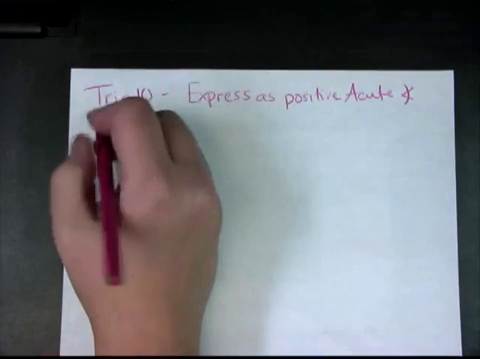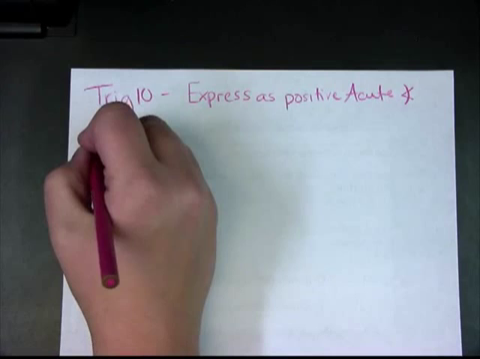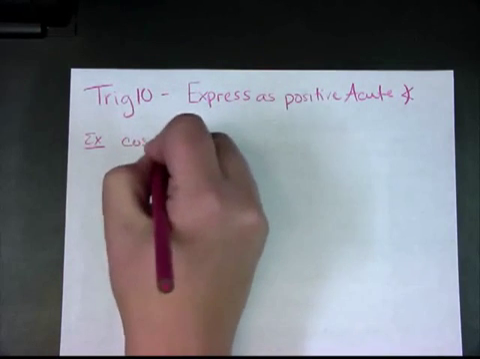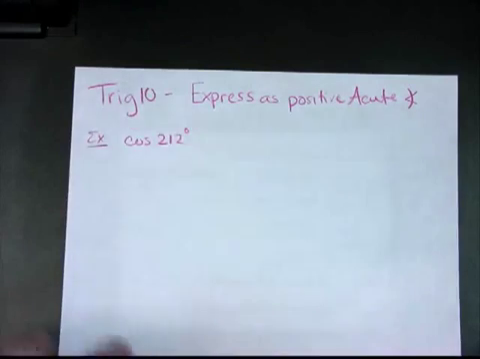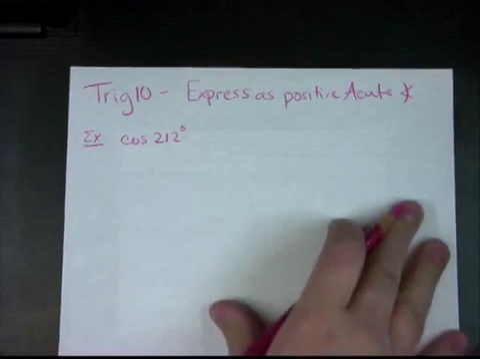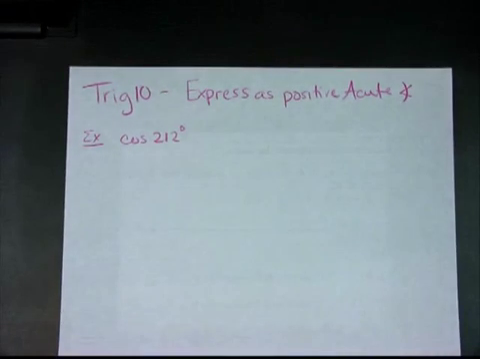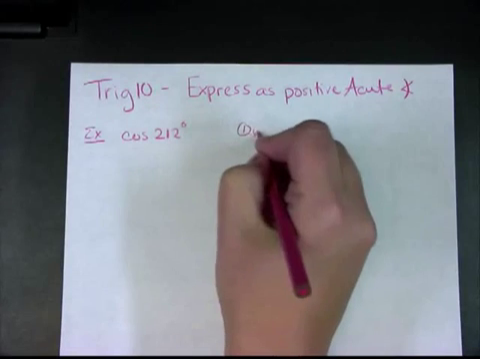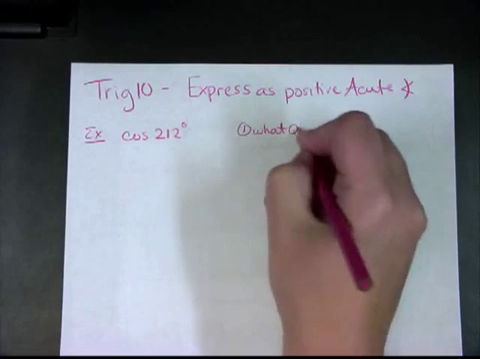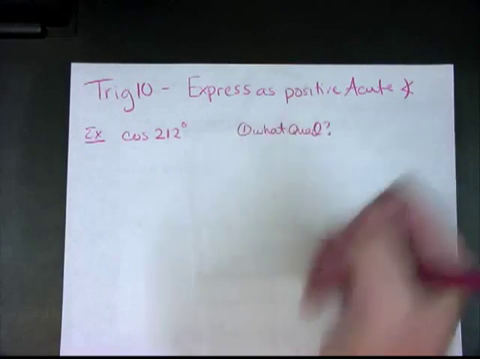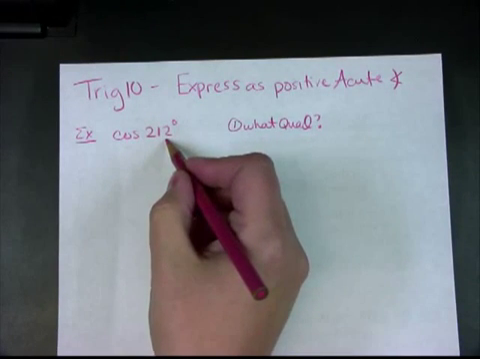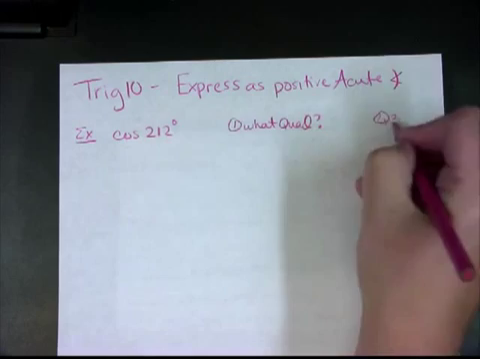I'm going to apply it to an example here. If you're given cosine of, let's say, 212 degrees, you have to ask yourself some questions when you're asked to express this as a positive acute angle. You're going to say, what quadrant is this in? Well, 212 is in quadrant 3.